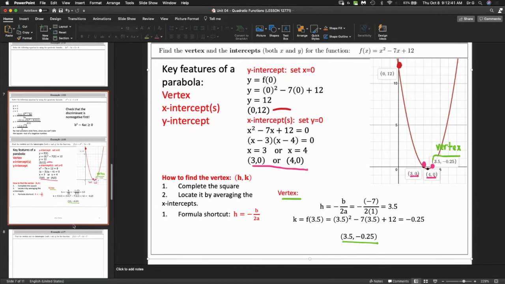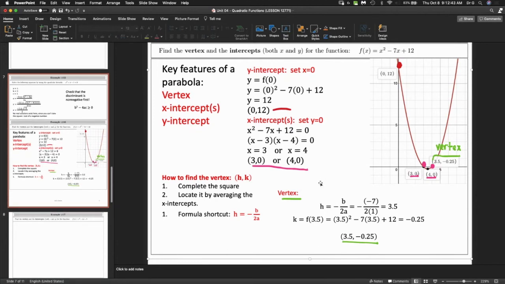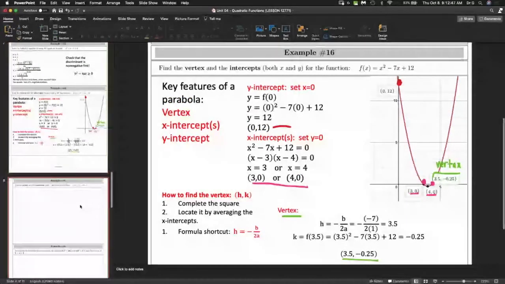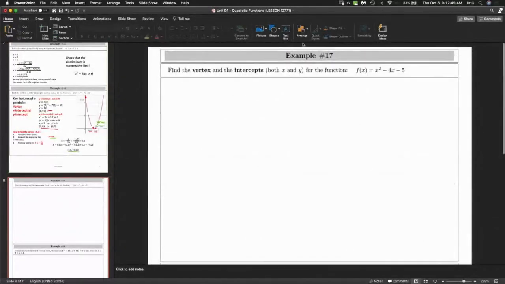Seriously. Okay, I want you guys to try question 17. You can try it as an exercise on your own. 17 is the same thing. It's just basically dissecting the parabola and locating all the key features of it.